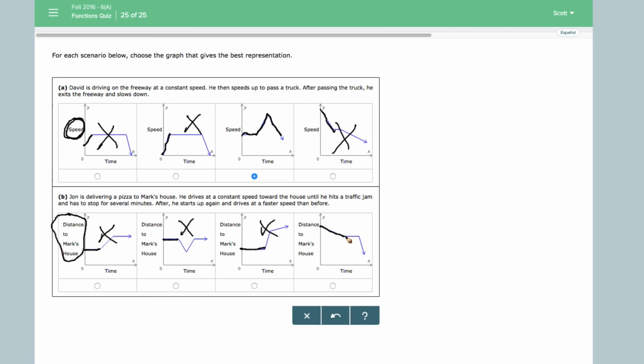Then he hits a traffic jam and just sits there for several minutes. So his distance is not getting any closer to the house. And then he drives faster to get there faster, so his distance is getting smaller much faster. So it would be that one.